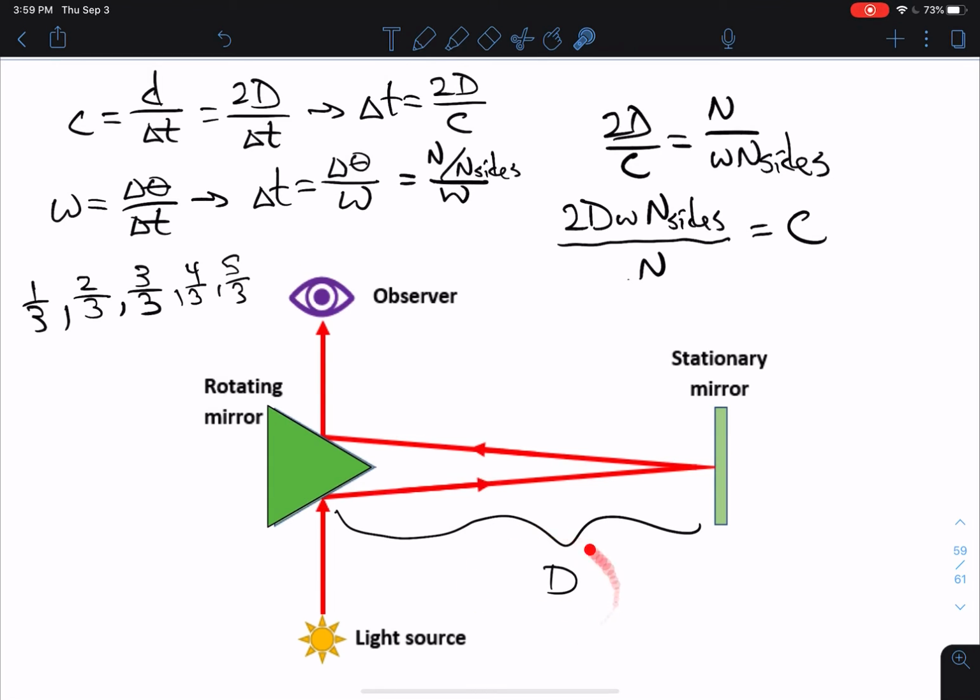When Michelson did this experiment, his D was very large. It was approximately 35.4 kilometers. He had his mirrors really far apart. As I recall, he had them on 2 mountaintops. And instead of using a 3-sided mirror, he used an 8-sided mirror. He used an 8, a 12, and a 16 sided mirror. He used 3 different ones.